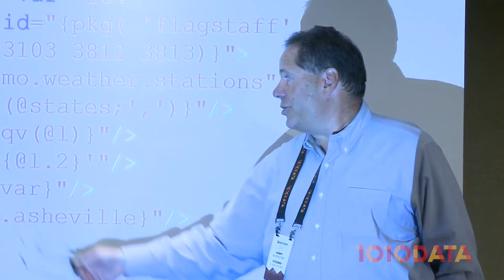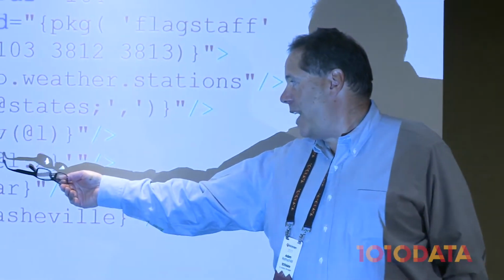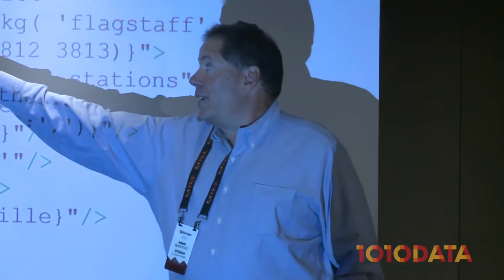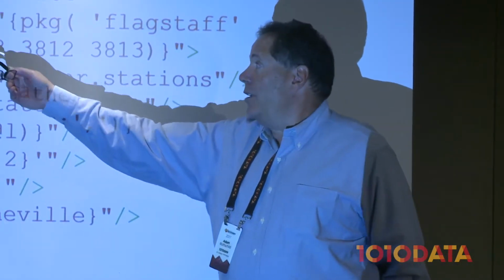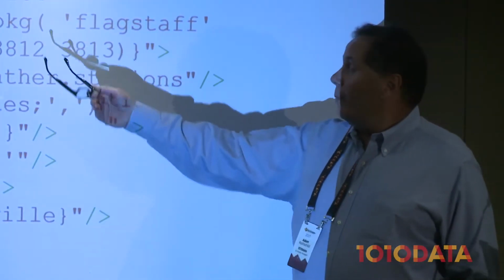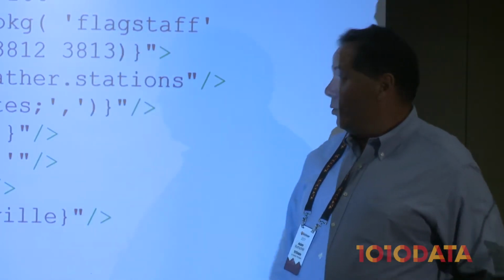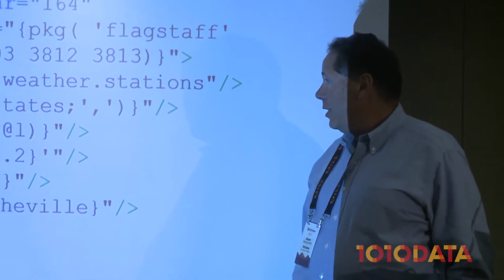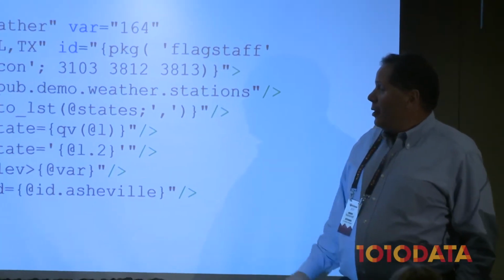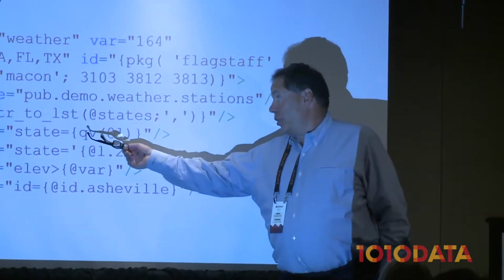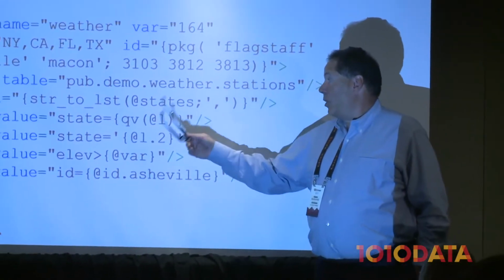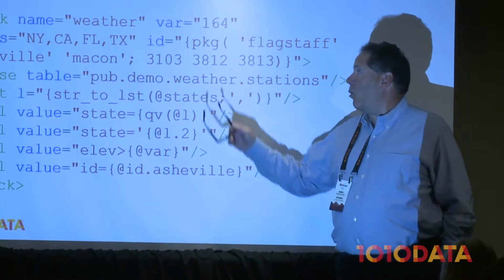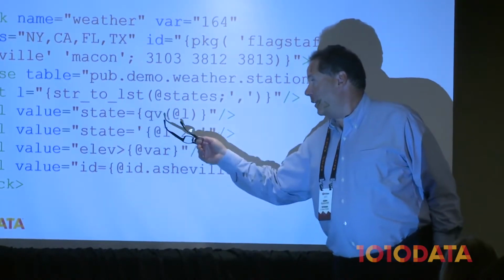Once you have a list, you can index it. In this case, we're taking the second element of the list. The problem with a string like this is that if you go to use it in a select, it's not going to work because you need to have each one of those states quoted with single quotes. So we have a very neat function called QV. It works on a list and will automatically and correctly quote all of the states for you so you could use it directly in a query.